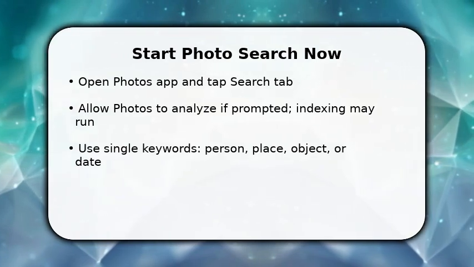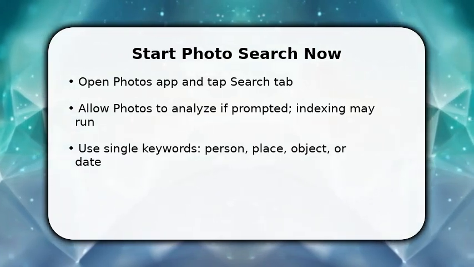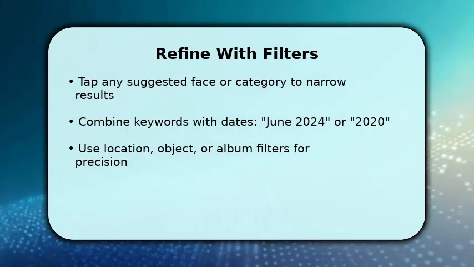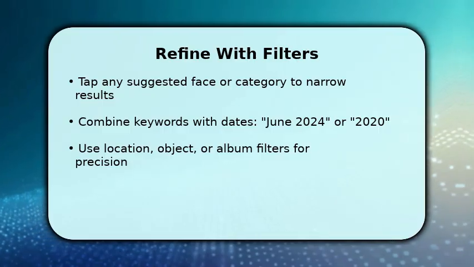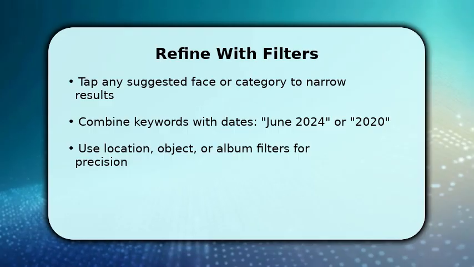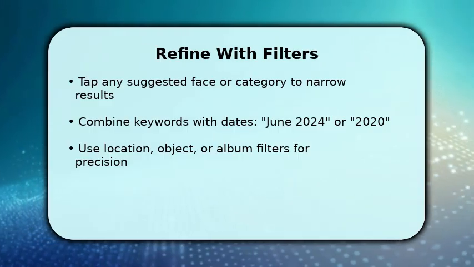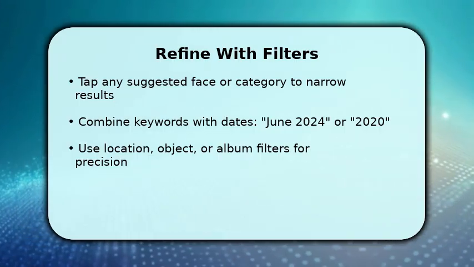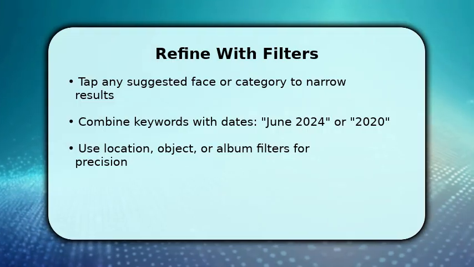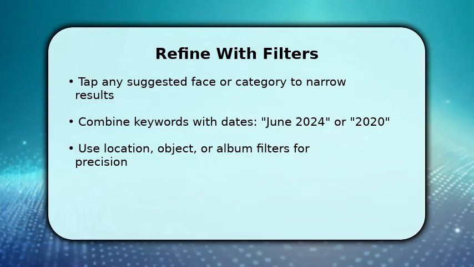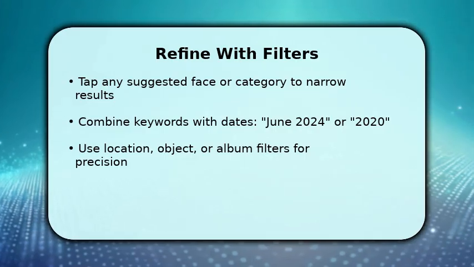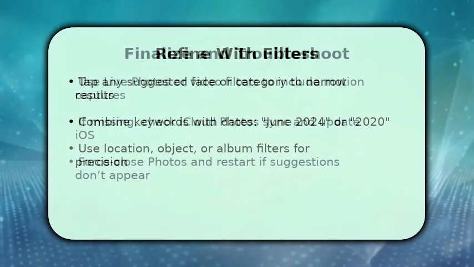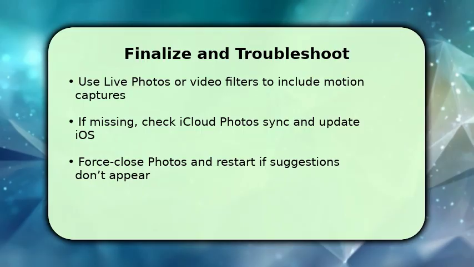Now refine results. Tap a suggested face, place, or object shown beneath the bar to filter instantly. You can add a date or month after a keyword, for example, Beach June 2021, to shrink the set. If you need more precision, switch to albums and pick a specific album, or use the map view to filter by place. Make sure to try plural and singular forms. Photos sometimes recognizes one but not the other, and that change can reveal missing photos. Finish by scanning results and opening images. Use the share button to save or tag people so future searches improve.